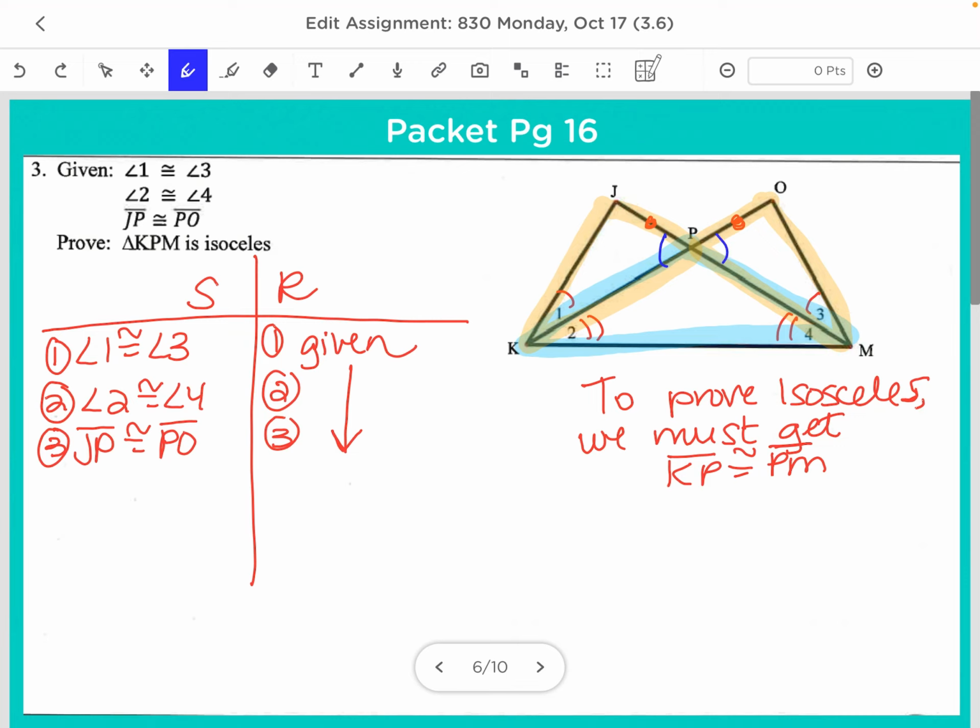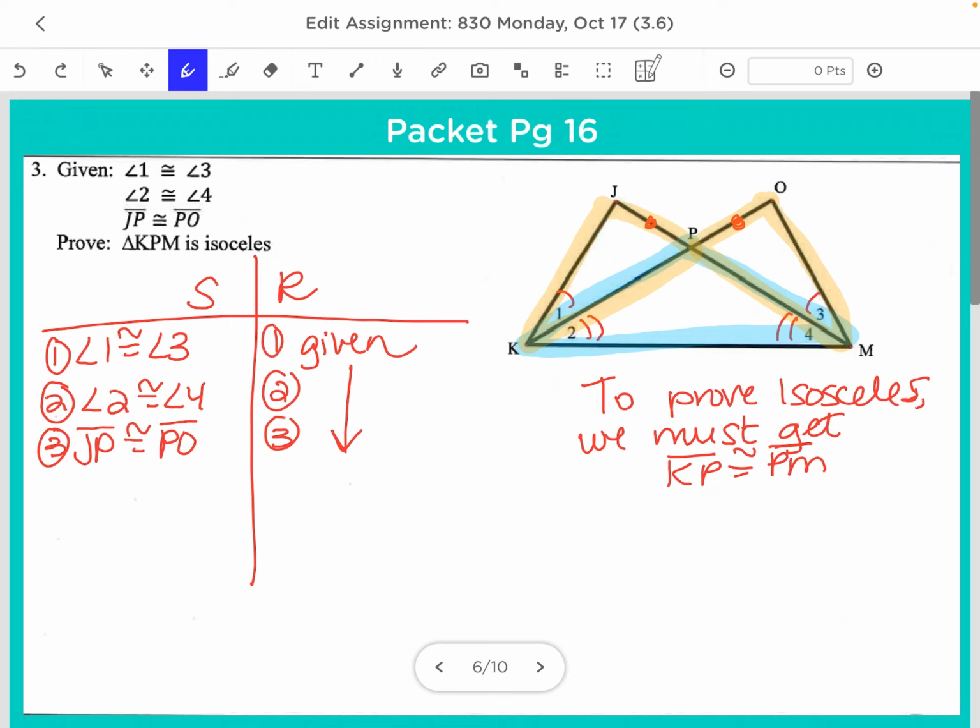And I'm going to ask myself the question, do I have enough information to get angle J congruent to angle O? Because if I could get these congruent, I could say those triangles are congruent by ASA. And I don't have anything that gives me any indication that J is congruent to O, so I'm not going to be able to use that. Then I'm going to look to see, could I get these triangles congruent by side-angle-side? Could I get those sides congruent? Well, in reality, that's what I'm trying to get congruent to prove that the triangle is isosceles. So I'm not going to be able to use that either.